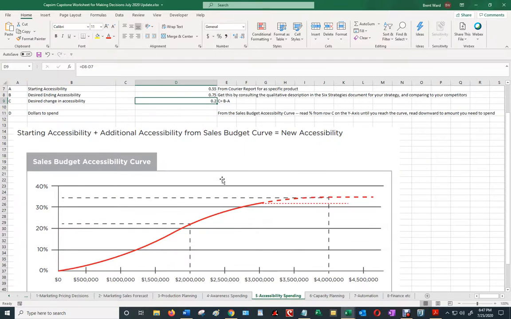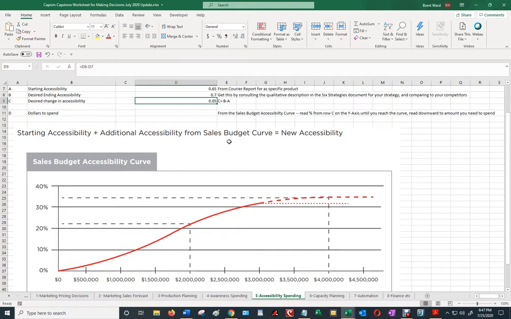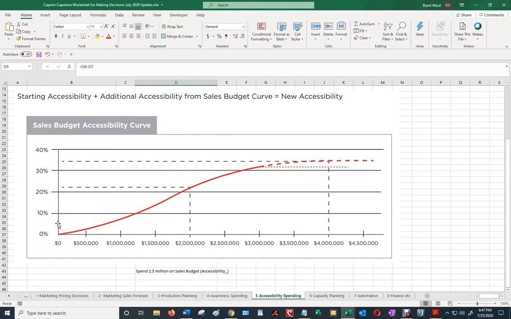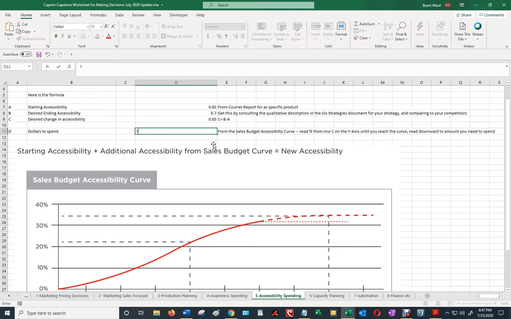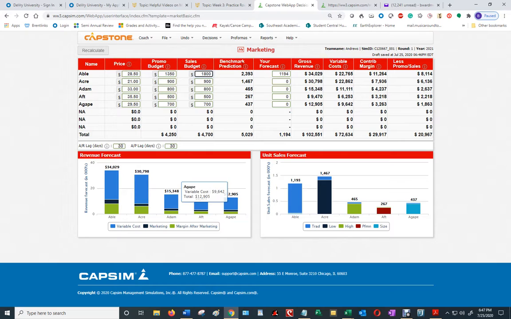I go to accessibility. I was at 0.65. My goal is to get it up to 0.70 to match my competitors, which means I need to increase my accessibility by 5%. 5% puts me right about here. Go straight across and down. That looks like it's about, I would say, $700,000 is how much I need to spend. So I go back into the spreadsheet and I change that to 700.